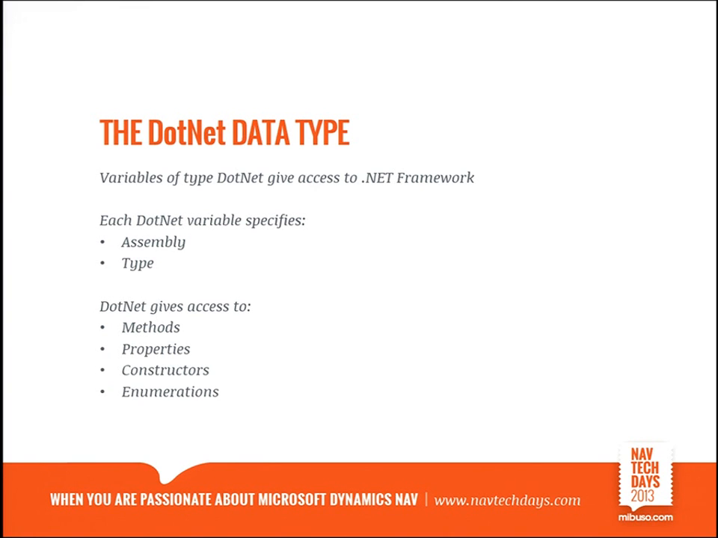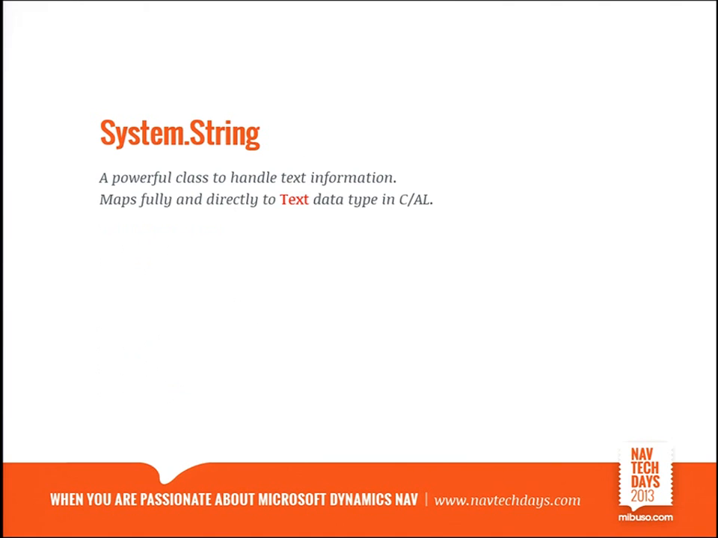Each .NET variable that we declare has four groups of functionality available to us. The first is methods, then we have properties, then constructors, and enumerations. We're going to talk about all of these. I'm not going to spend too much time talking, I'm just going to go straight ahead into the first class that I'm going to present. You might ask yourself, why do we need to talk about strings? I hope I explain.